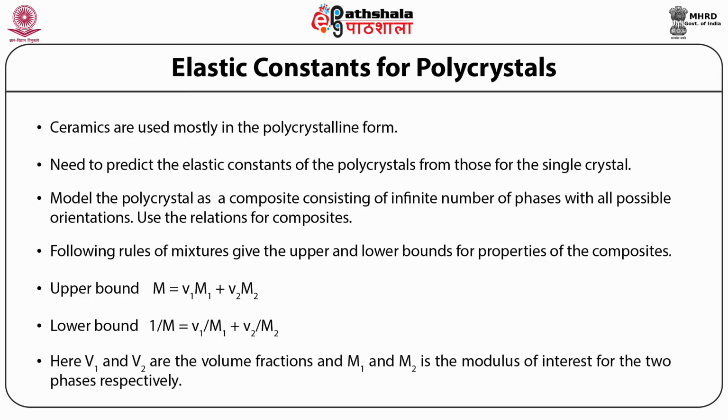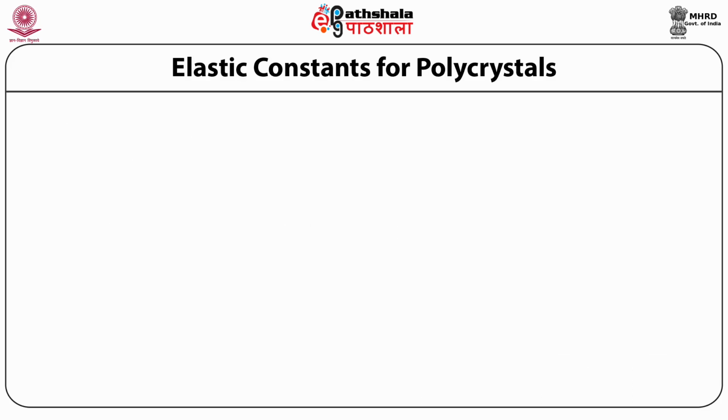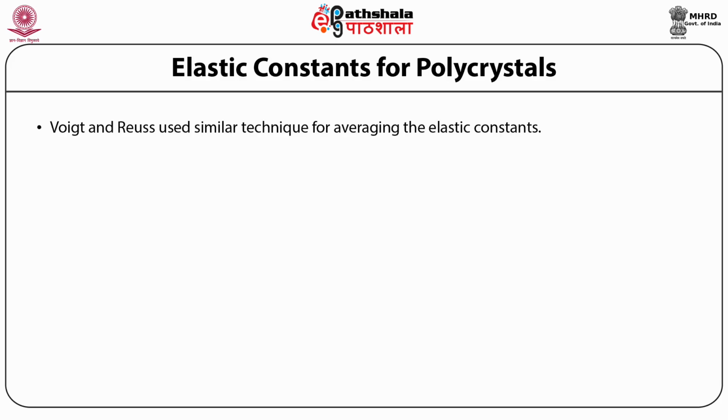Now here v1 and v2 are the volume fractions and m1 and m2 are the modulus of interest for the two phases respectively. Now continuing our discussion over the elastic constants for polycrystals, Voigt and Reuss used a similar technique for averaging the elastic constants and obtained the upper and the lower bounds.